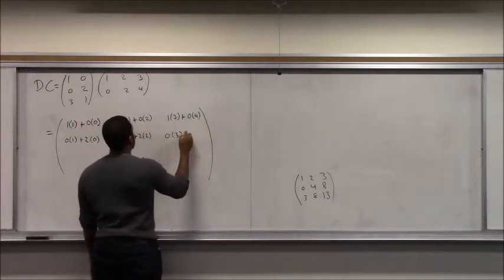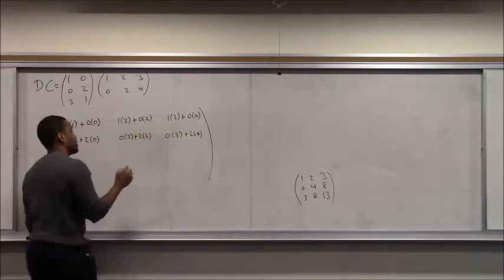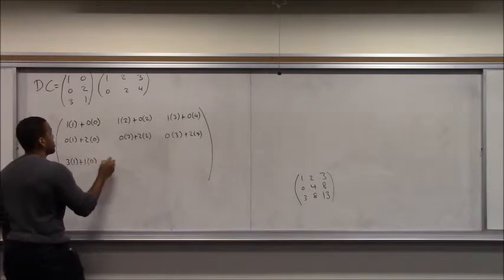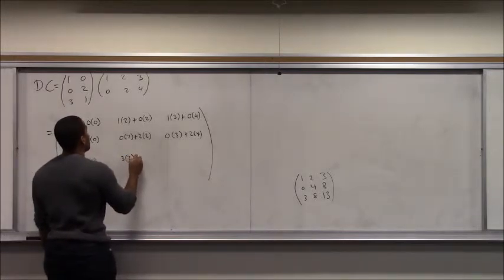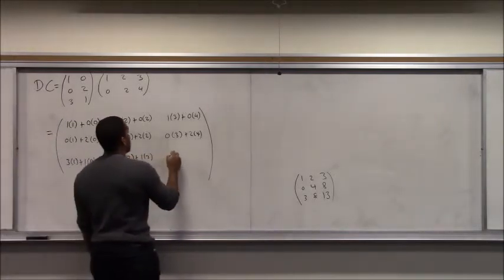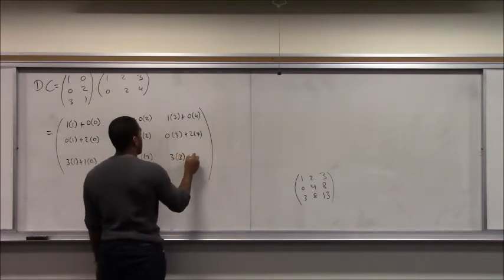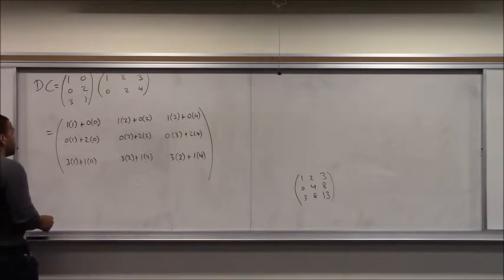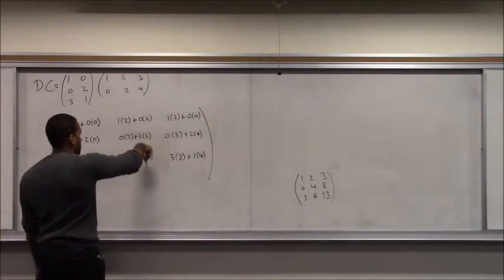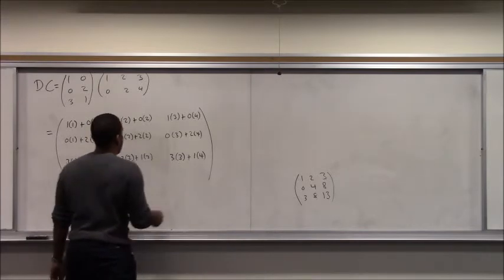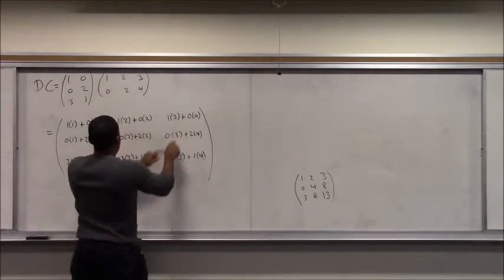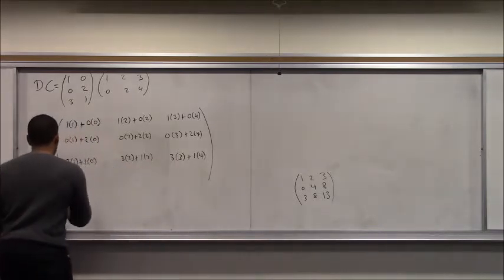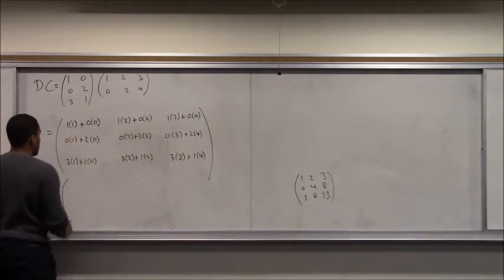4. So, 3 times 1 plus 1 times 0. 3 times 2 plus 1 times 2. 3 times 3 plus 1 times 4. Okay. Yeah, so those seem to line up. Then the rows here seem to line up. So that should be fine. So now we're just going to simplify a little bit.